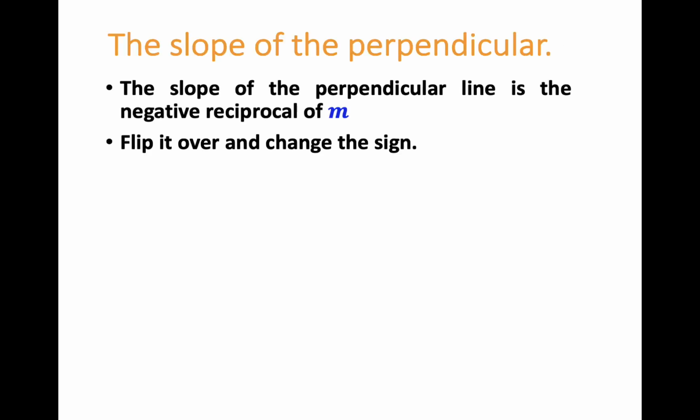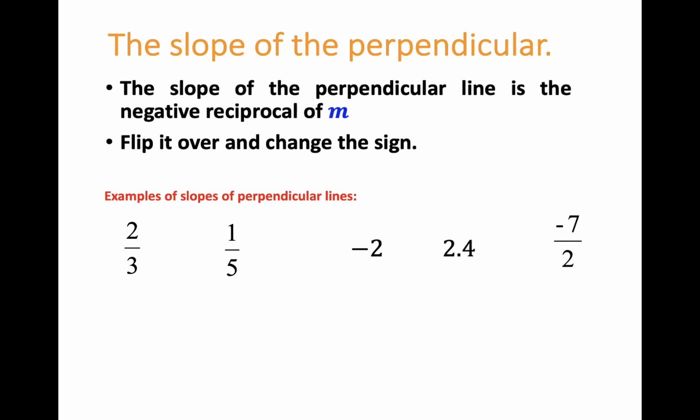Okay. Paano naman the slope of a perpendicular? So, the slope of a perpendicular line is the negative reciprocal of m. Flip it over and change the sign. Okay, paano bang gawin yon? Example, slope of perpendicular lines. For example, we have 2/3, 1/5, negative 2, 2.4, and negative 7 over 2. Paano natin gagawin? So, note that the product of perpendicular slopes is negative 1. So, for example, 2 over 3, magiging negative 3 over 2.